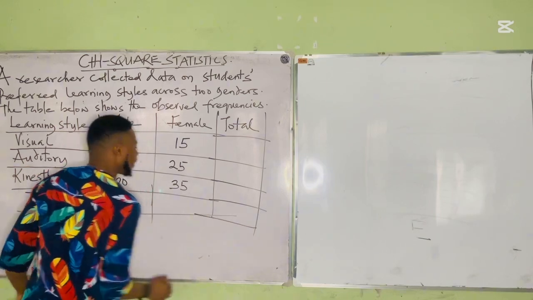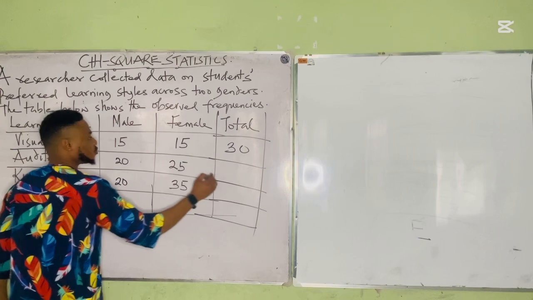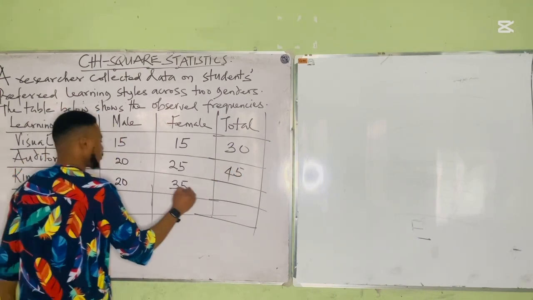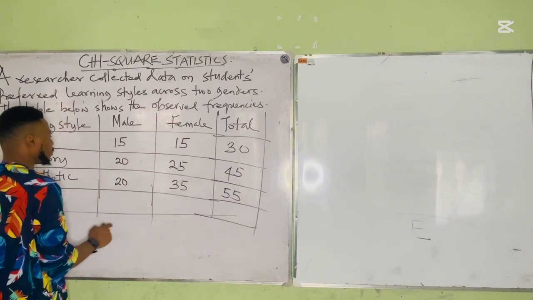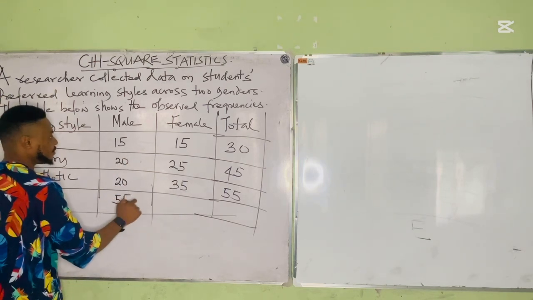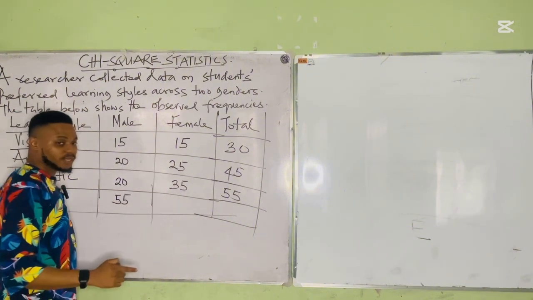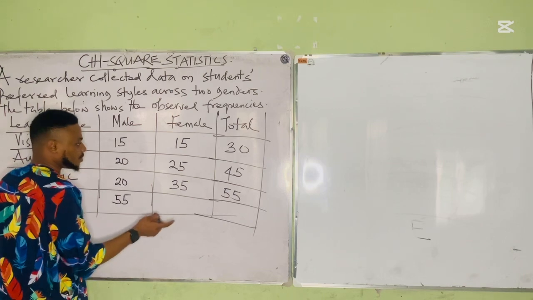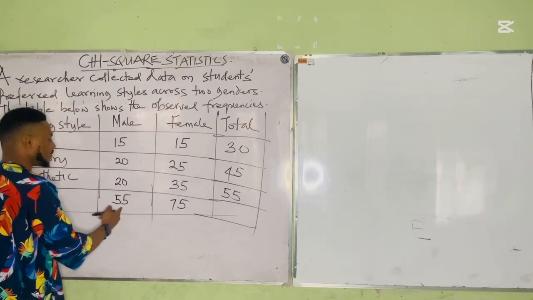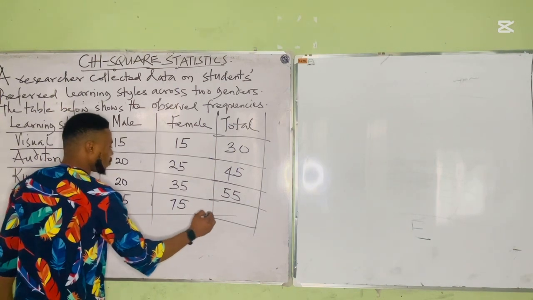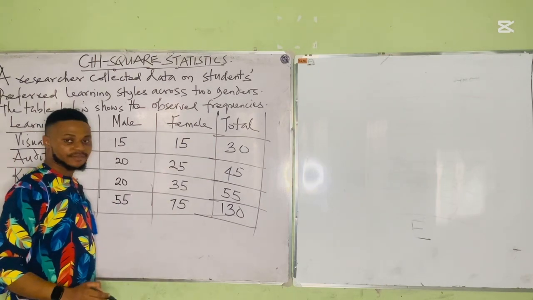So you sum all these values. 15 plus 15, the total here is 30. 20 plus 25, 45. 20 plus 35, 55. 15 plus 20 plus 20 will give you 55. 15 plus 25 is 40. 40 plus 35 will give you 75. When you add 75 and 55, it will give you 130. 30 plus 45, 75.